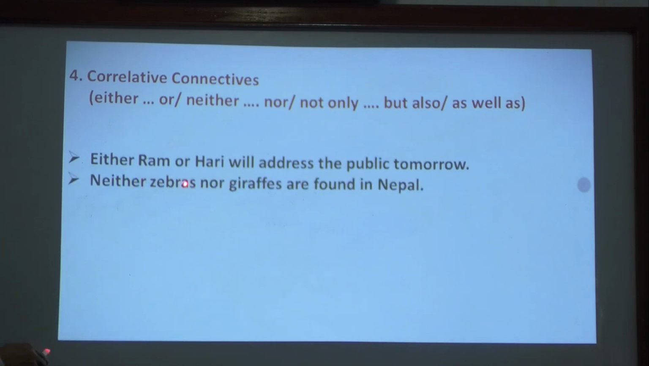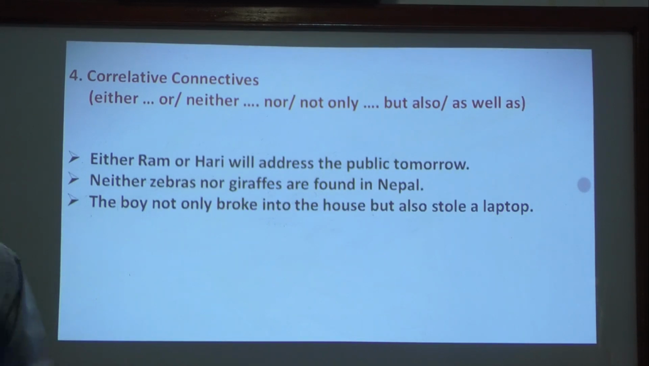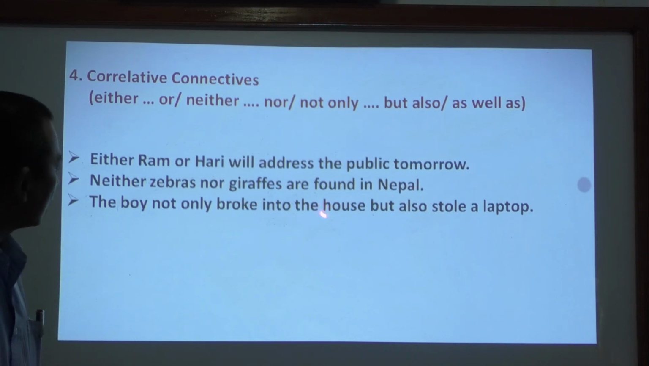Either Ram or Hari will address the public tomorrow. So here the correlation is shown. Neither zebras nor giraffes are found in Nepal. And in the same way, another example: the boy not only broke into the house but also stole a laptop. So the boy not only broke into the house but also stole a laptop. So these two alternatives are joined here.